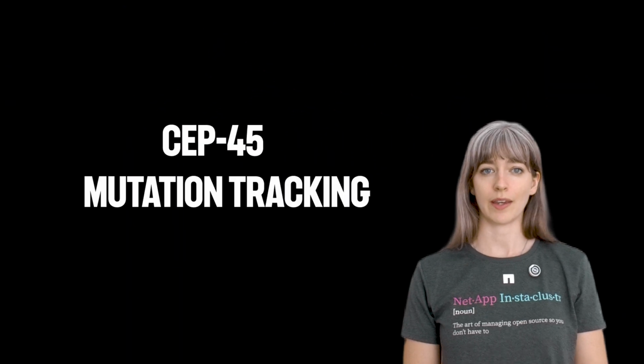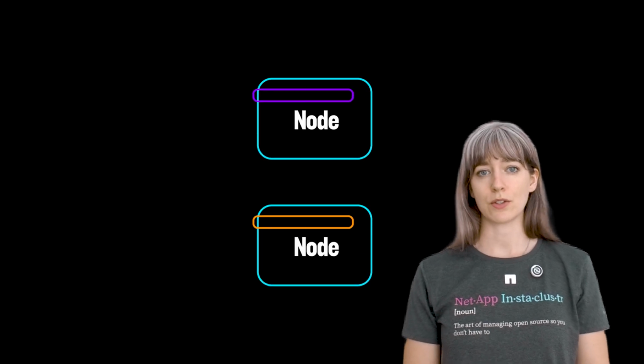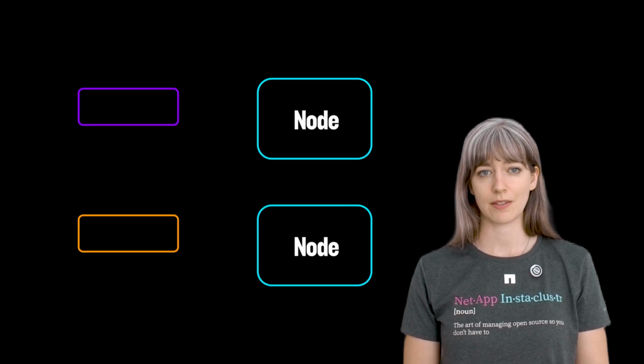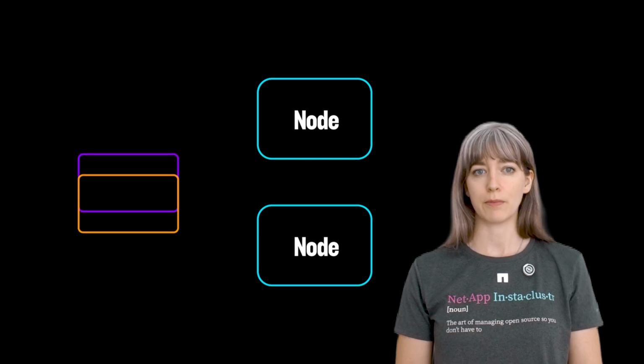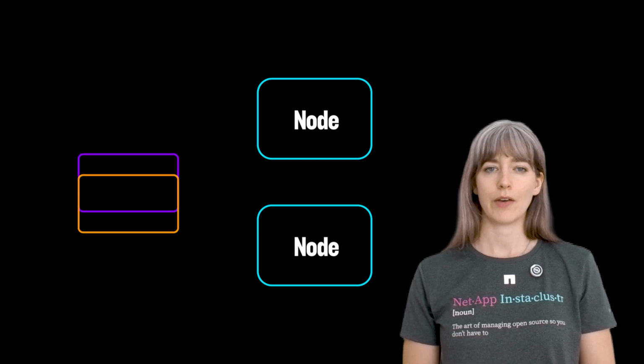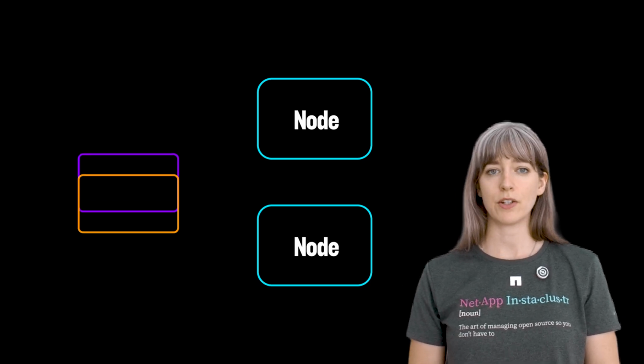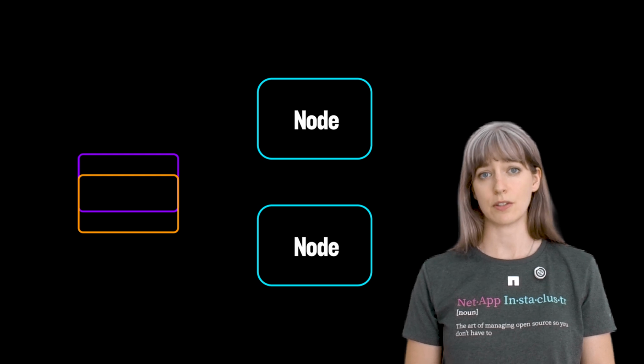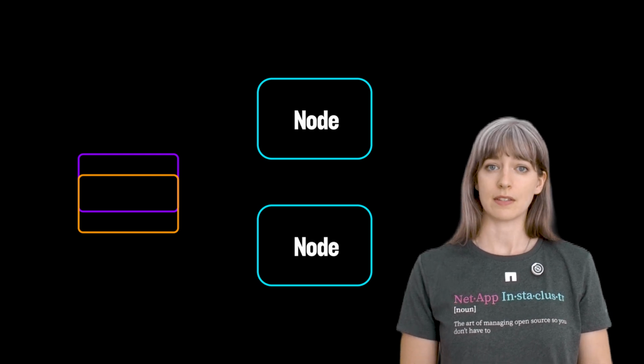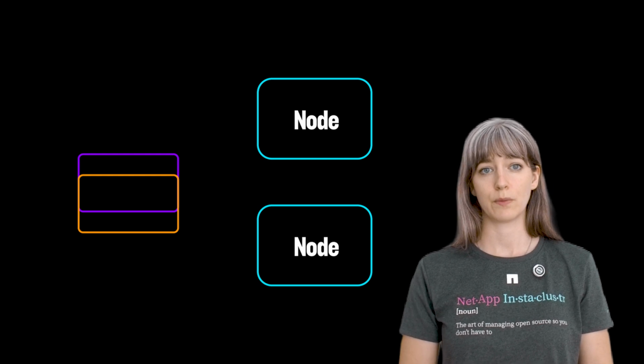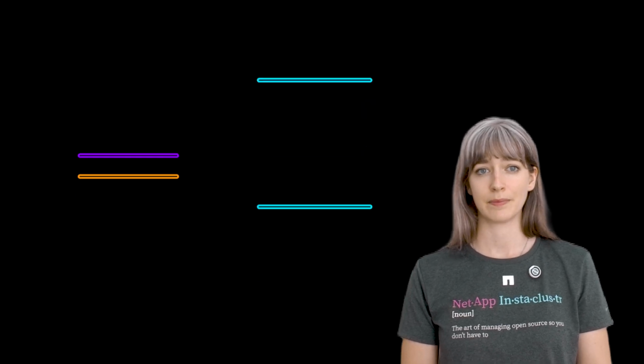CEP 45, mutation tracking. Repair and read repair are Cassandra's current mechanisms for catching missed writes. Both work by pulling stored data from multiple nodes and comparing it. However, that comparison is expensive. Repair ships whole partitions between nodes when it finds a discrepancy. Read repair only fixes the slice of a partition a query actually touched, which can leave a write half applied.